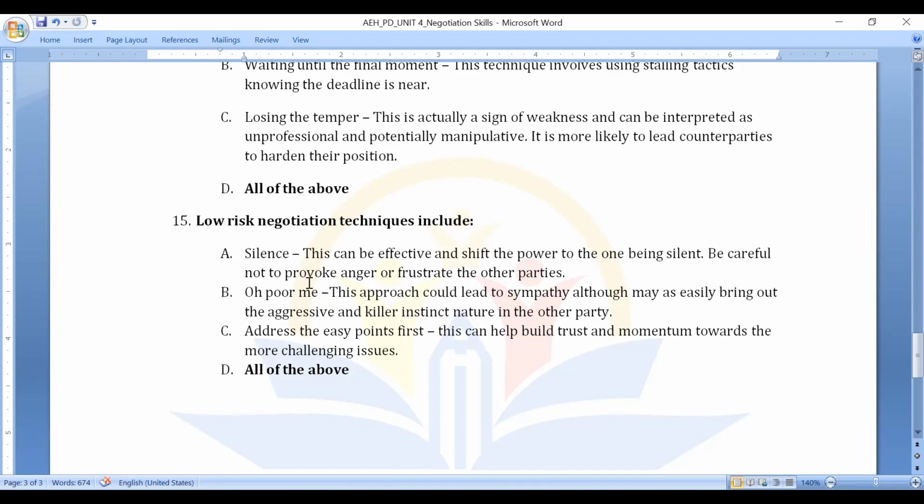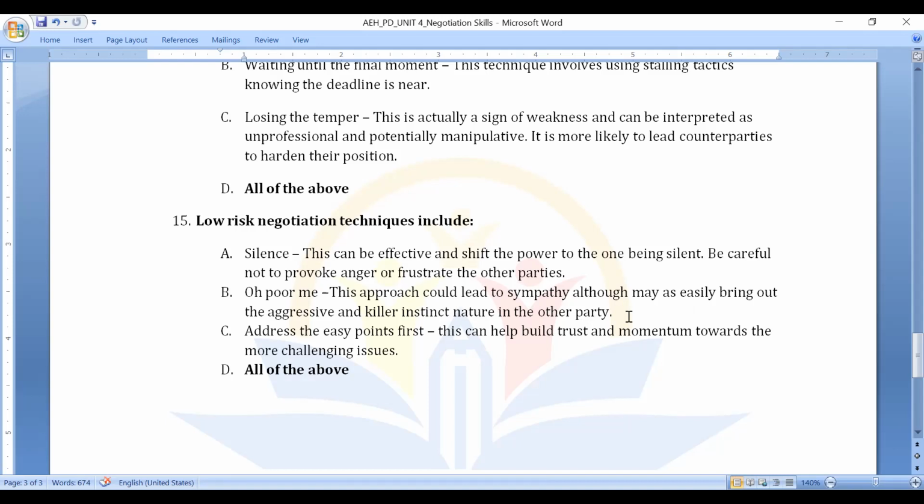Still, you shouldn't be in a mood or in a position that you get the other parties angry at you. Next, "Oh, poor me." This approach could lead to sympathy, although it may as easily bring out the aggressive and killer instinct in the other party. So you become very timid when you are making an agreement.